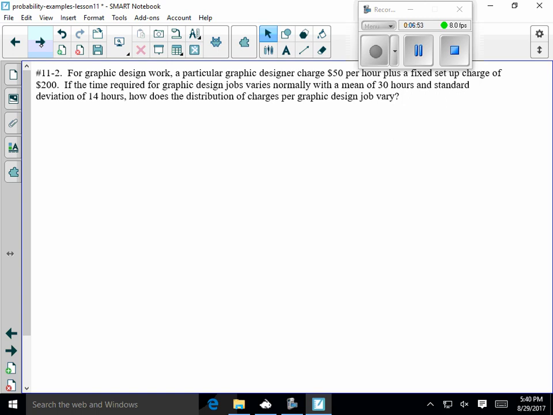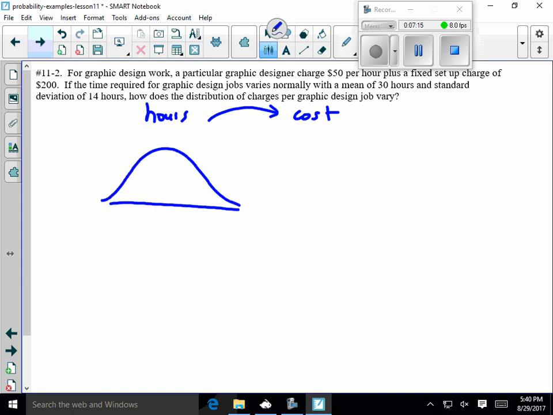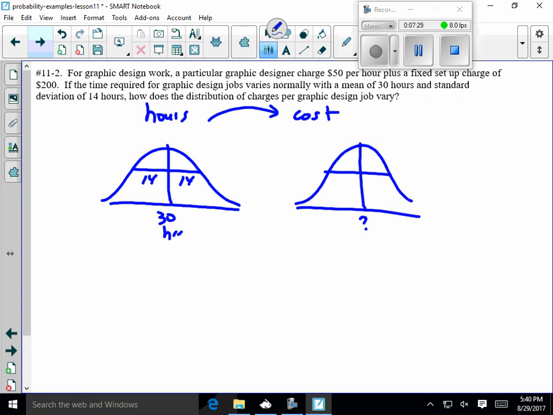Okay, so this is actually the other kind of problem. Instead of combining multiple distributions, this is about taking a single distribution and transforming it in some way. So the way I could say this is we're going to start with a distribution for hours, and we're going to transform it into a distribution for cost or for charge. Right? So we have for the hours a mean of 30 hours with a standard deviation of 14 hours. Okay? And we know that after we transform, that will have some mean and standard deviation as well. And our goal is to figure out that distribution right there.